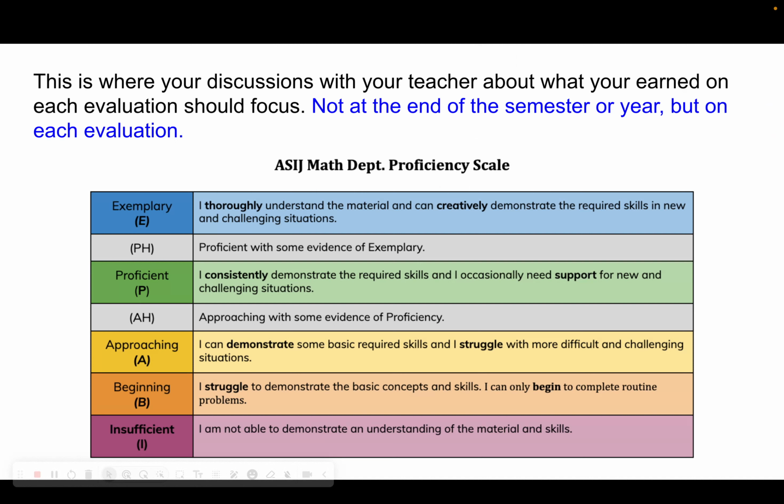So the first thing I want to say is that discussions from teacher to student really should be about your work. Whatever evaluation you've done, whether it's a paper or a test or whatever you're doing, that's going to be put into your grades and calculated as a major, and that should be where the conversation is about what you deserve as a grade. It shouldn't be at the end of the year or semester, about "I'm just not happy with my grades, give me a better grade." The conversation should always be about the proficiencies that ASIJ has set up for us. This is what we use in the math department, but it's very similar in all the other departments, I'm sure.